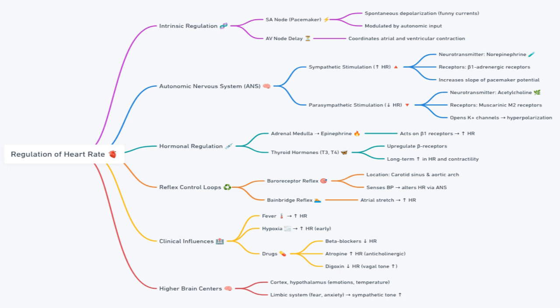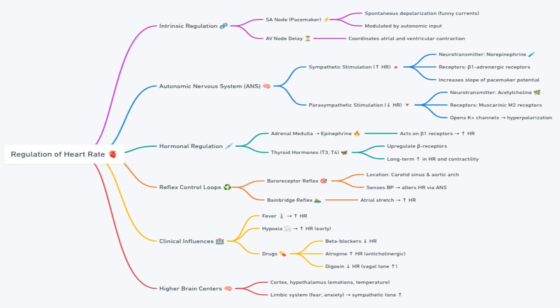The pacemaker potential: you have to think of phase 4 depolarization, which is characterized by gradual depolarization driven by funny currents, or IF, primarily carried by sodium and modulated by T-type calcium channels. The threshold potential, once reached, triggers a rapid depolarization, that is phase zero, primarily through the L-type calcium channels. And the intrinsic heart rate: in the absence of external influences, the sinoatrial node maintains a baseline heart rate, typically 60 to 100 beats per minute.